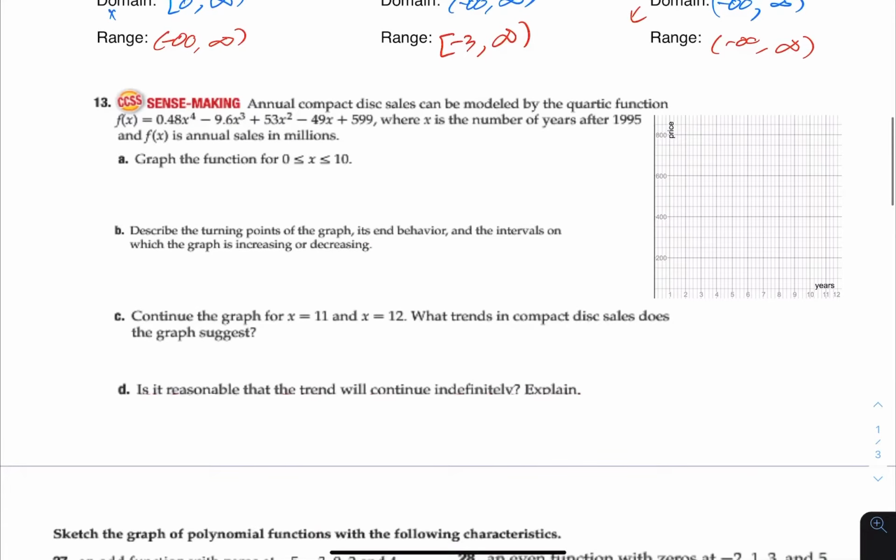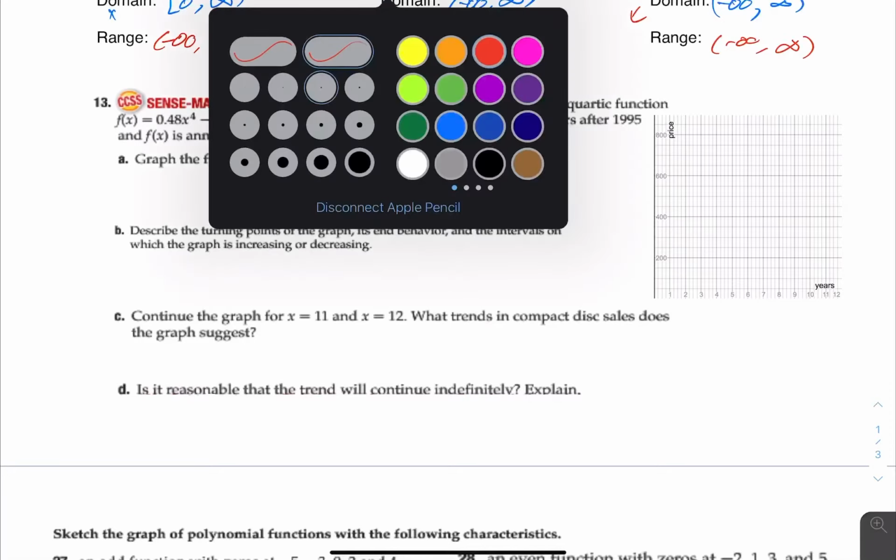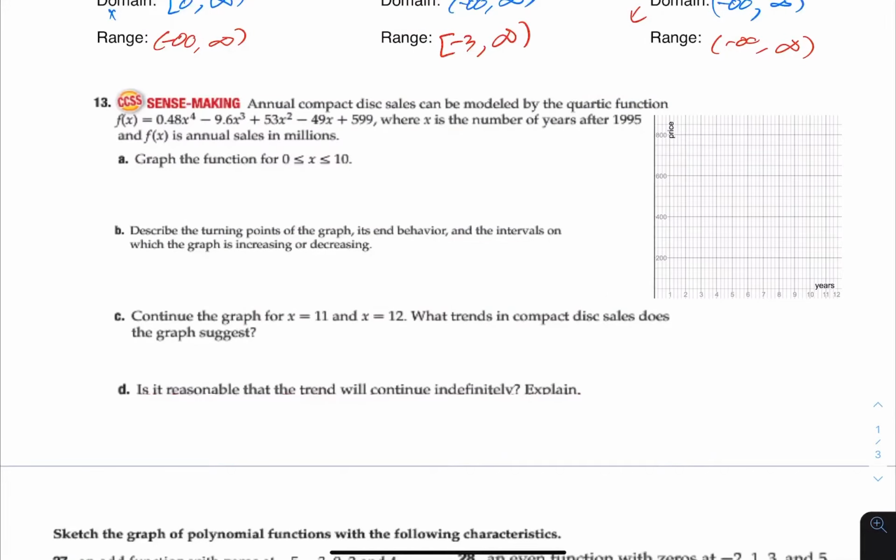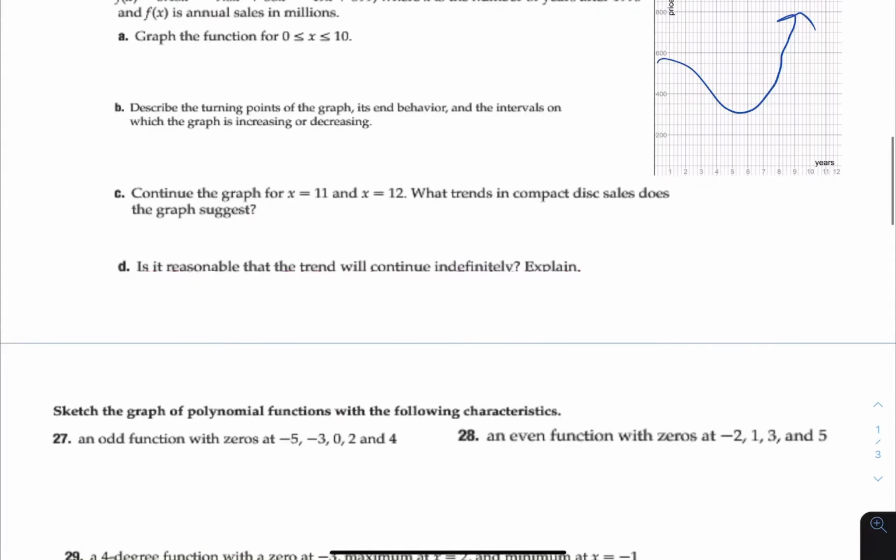Now the next one, compact disc sales can be modeled by a function, 0.4x to the 4 minus and so on. Graph the function from 0 to 10. I still don't have my computer this week, so I can't graph it on here. It is x to the 4th. I believe it kind of looks like this. That's not very good, actually. It might look like this. Something to this effect. So, I apologize. I don't have my calculator with me.